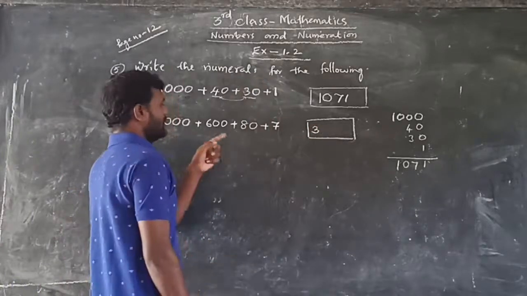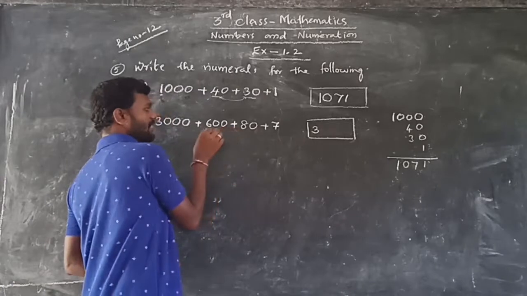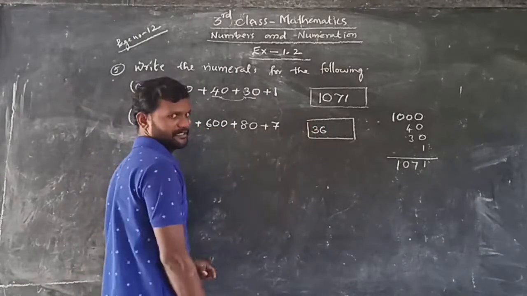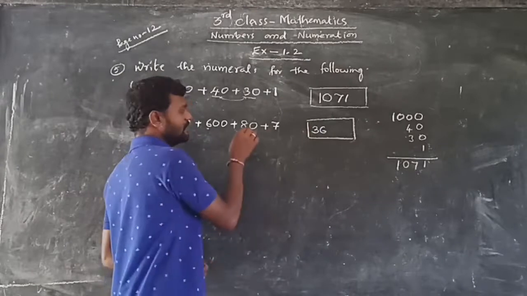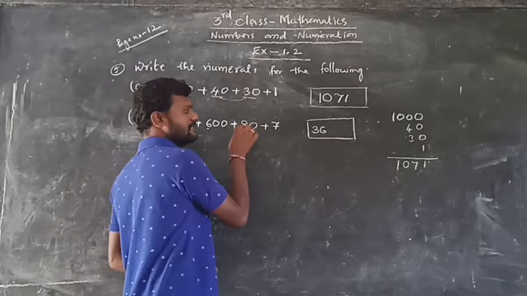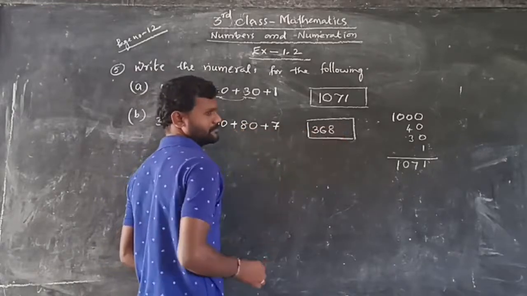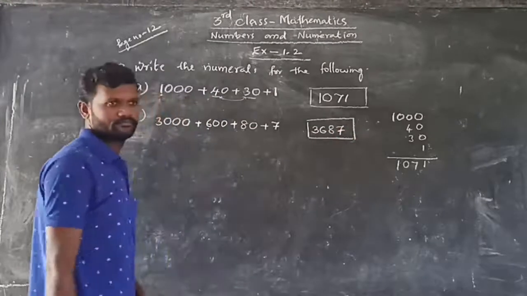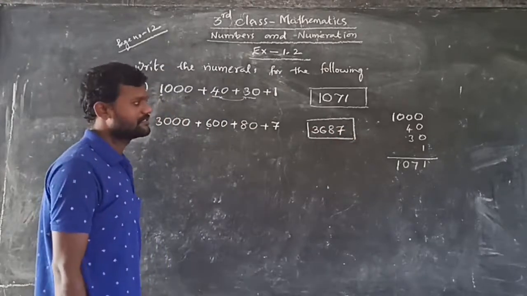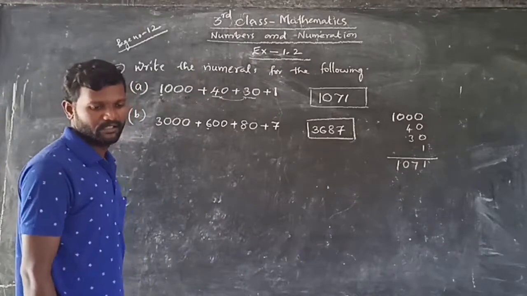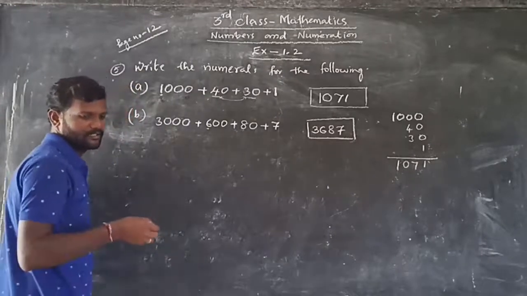Next, what is in the hundreds place? How many hundreds are there? 6. So 6 is in the hundreds place. Next, in the tens place, it is 80, so 8 is in the tens place. Next, 7 is in the ones place. 3687, that is the number. Okay. Similarly, write the next one.